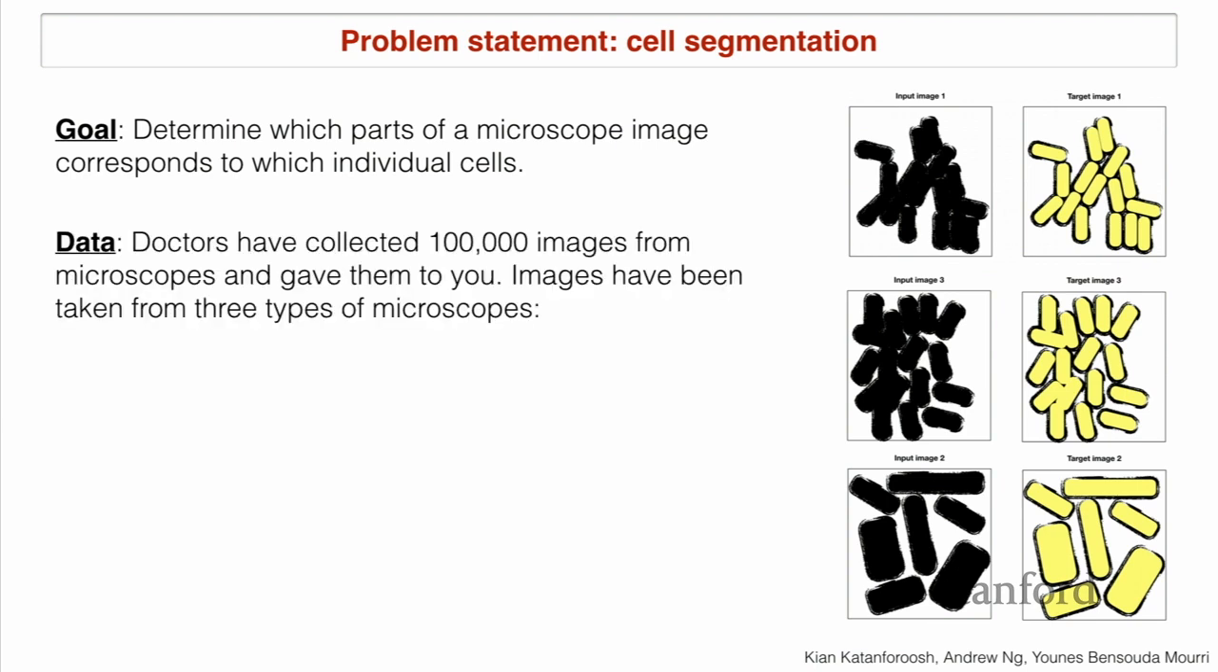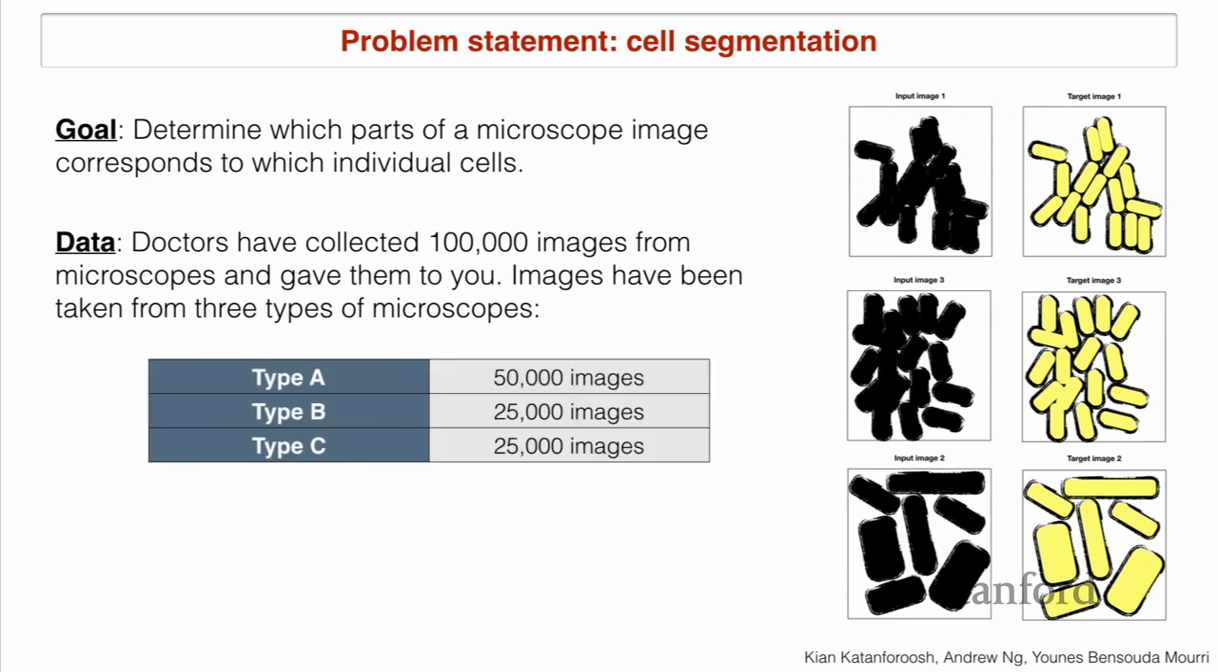Now, doctors have collected 100,000 images coming from microscopes, but the images come from 3 different microscopes. There is a type A, type B, and type C microscope. And the data is split between these 3 as 50% for type A, 25% for type B, 25% for type C.